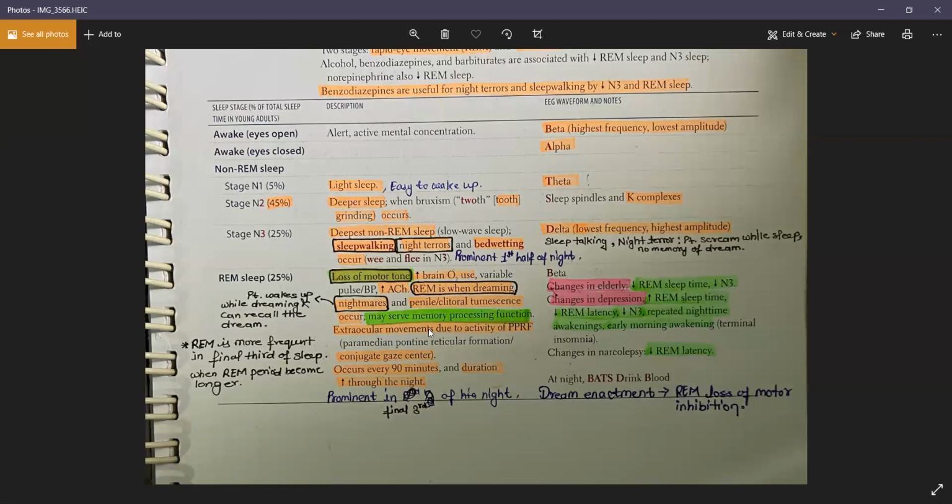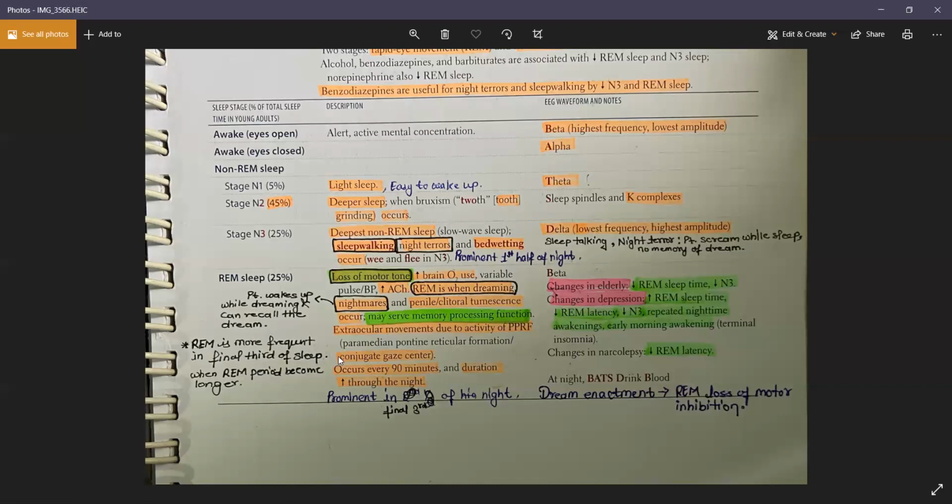You will have the extraocular movement, and that's why this sleep is named REM sleep, the rapid eye movement sleep, because you have the rapid eye movement in this sleep phase. And it is because of the activity of the PPRF, the parapontine reticular formation, which is a gaze center. You will see that later again, don't worry. Okay, it occurs after every 90 minutes, and the duration basically increases throughout the night. So this 90 minutes is actually the latency of this sleep cycle.